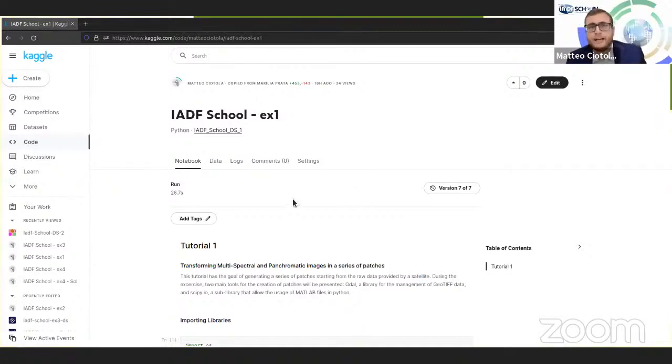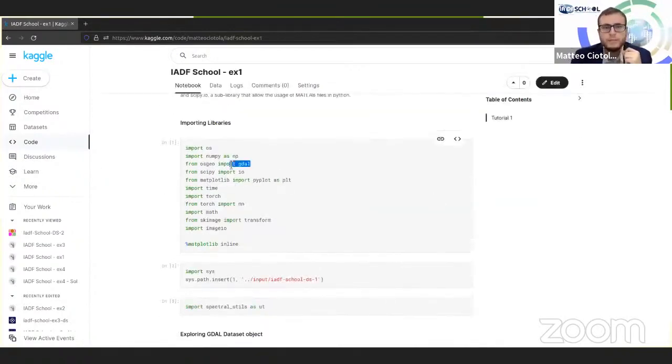Okay, in this first guided exercise, we will crop a big image to create some of the needed patches with which to train and test a convolutional neural network. For this purpose, we will use a library called GDAL. GDAL means Geospatial Data Abstraction Library. This library is an open source library for reading and writing several geographic data formats. And as the name suggests, it presents a common abstract data model with which the application can interact with remote sensing images and vectors.